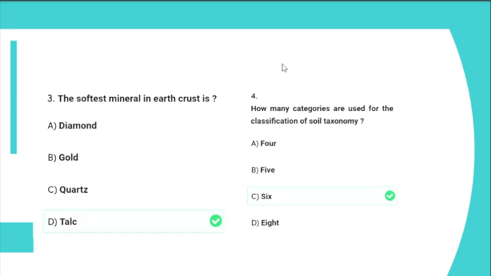Next question: the softest mineral in the earth's crust is talc, and we know the hardest mineral in the earth's crust is diamond. So next question: how many categories are used for the classification of soil taxonomy? There are 6 categories used for the classification of soil taxonomy.